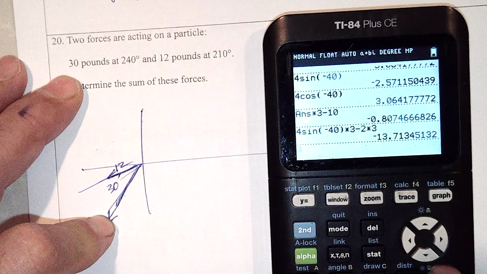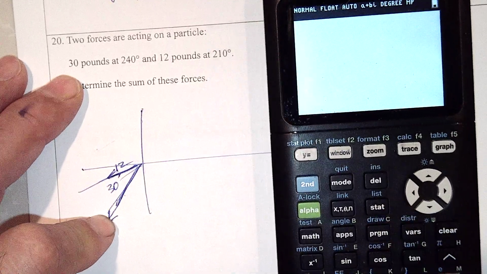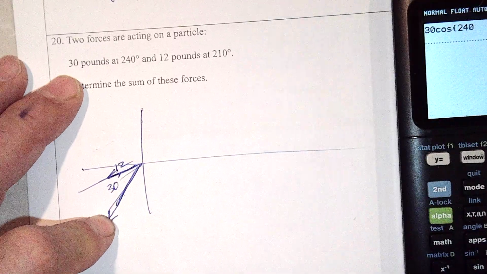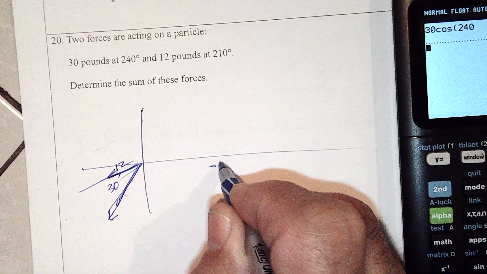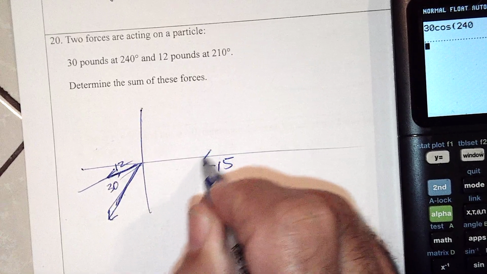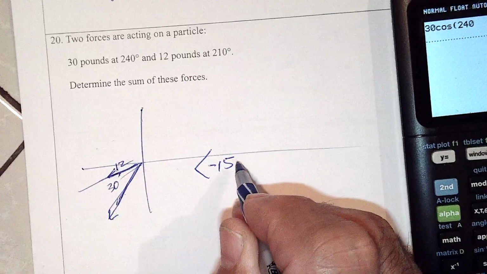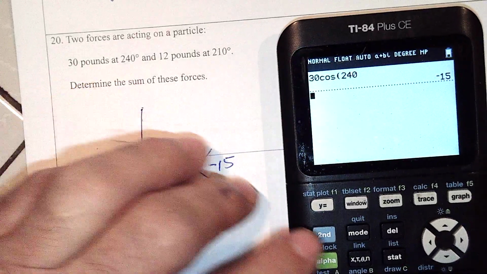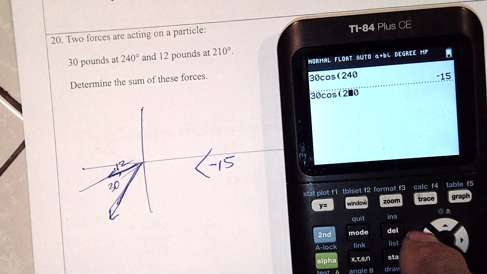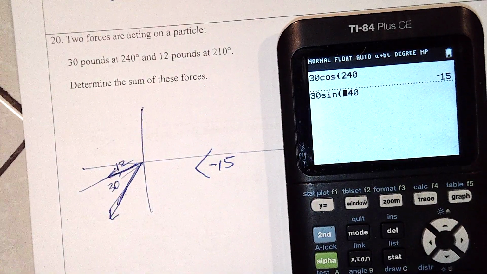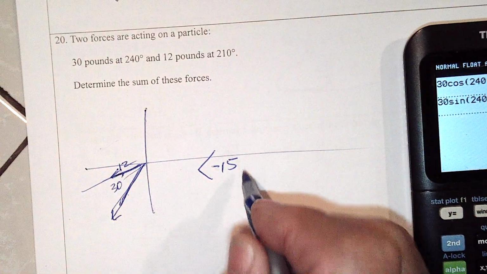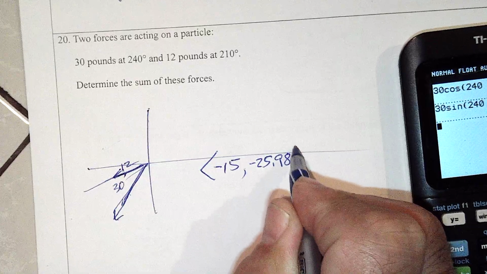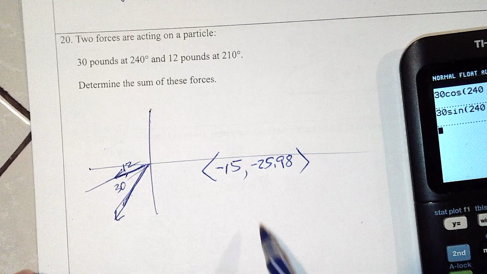30 cosine 240 is negative 15. Change that to sine, and I get negative 25.98.